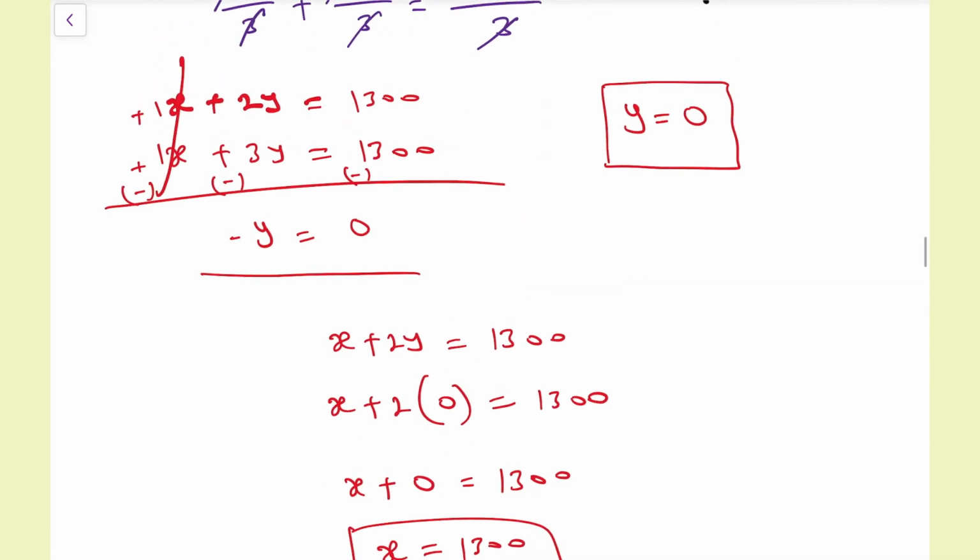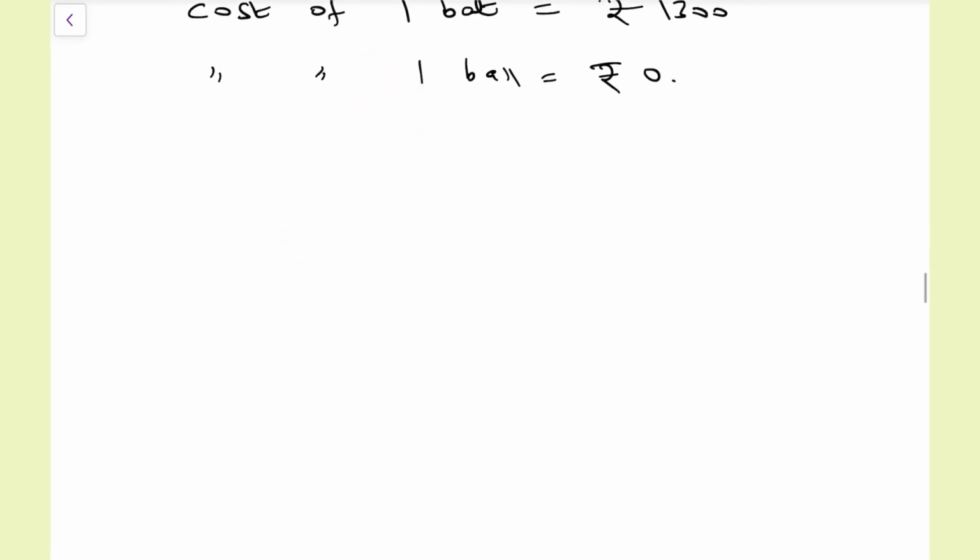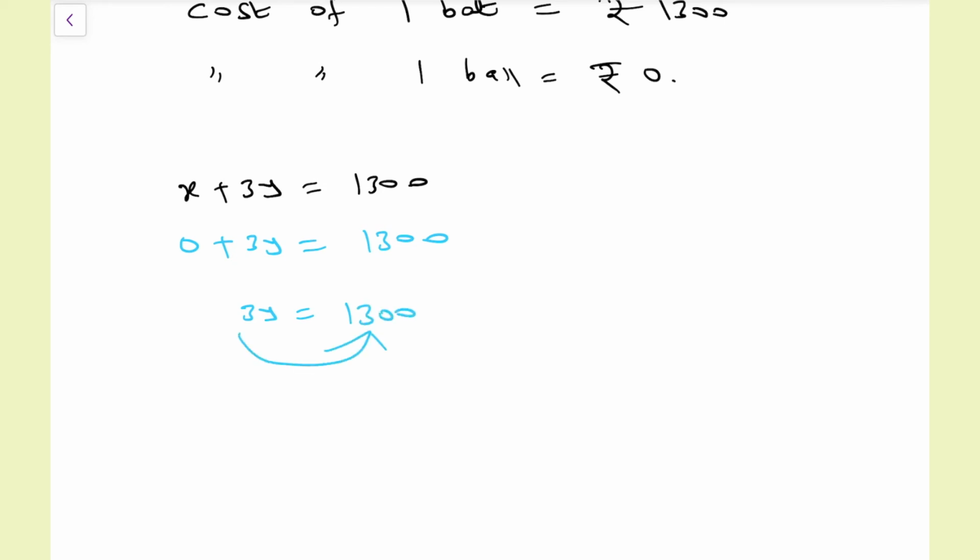What is the second equation we have? x plus 3y equals 1300, right? So x plus 3y equals 1300. In the place of x, first I will substitute 0. 0 plus 3y equals 1300. 0 is not necessary, so we can remove that 0, then we will remain with 3y equals 1300. Take 3y to the right side, so it becomes division. y equals 1300 divided by 3.